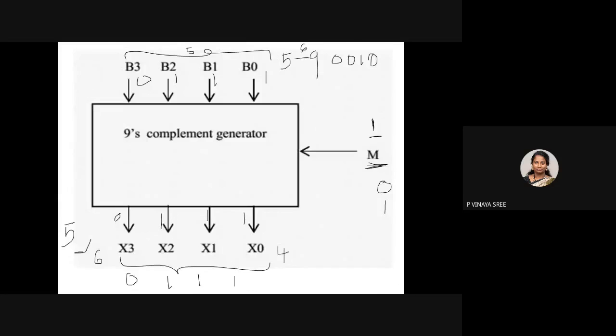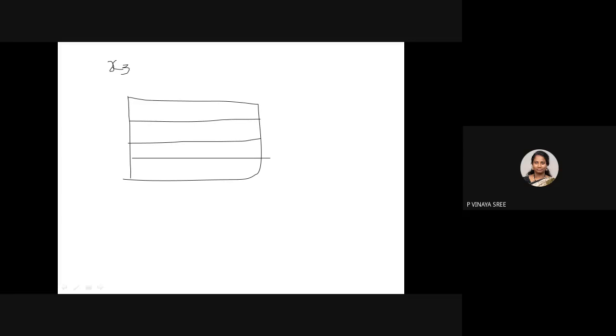So let me start with the outputs that we selected. What are the outputs? X3, x2, x1, x0. So we'll start with x3, with a K-map with four inputs.